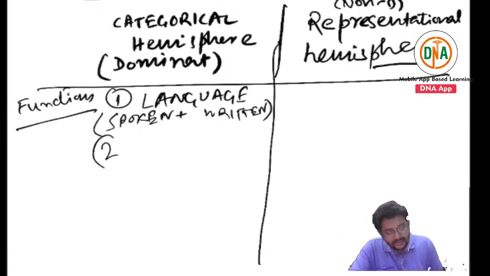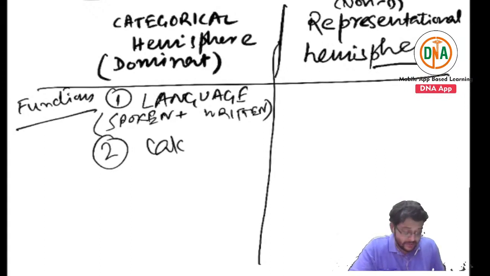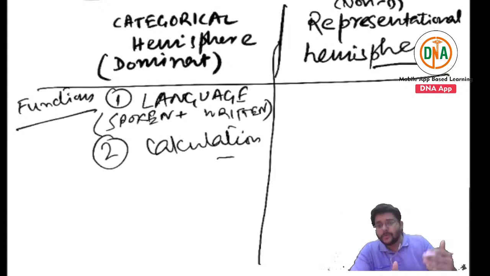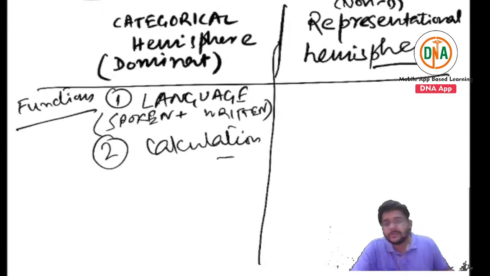Second is calculation. This is very important, mathematical skill, calculation. 2 plus 2, it will be very easy. 200 into 200, it will be a little bit difficult. So there are people who have fantastic categorical hemispherical capability, so they don't even require a calculator for bigger maths problem solutions. So this is number two.